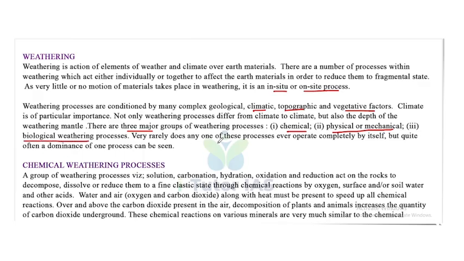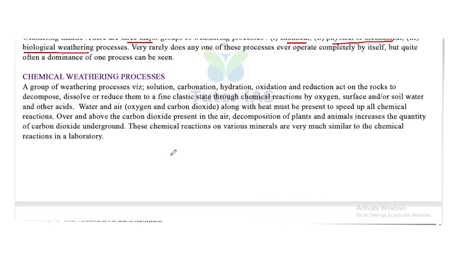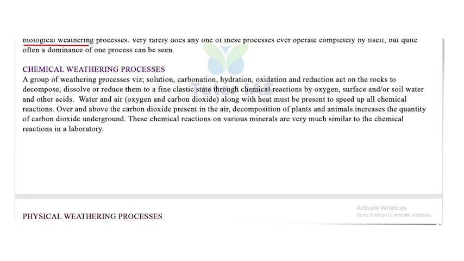Very rarely does any one of these processes ever operate completely by itself, but quite often a dominance of one process can be seen. First one is chemical weathering. A group of weathering processes by solution, carbonation, hydration, oxidation, and reduction act on the rocks to decompose, dissolve, or reduce them to a fine clastic state through chemical reaction by oxygen, surface and soil water and other acids.